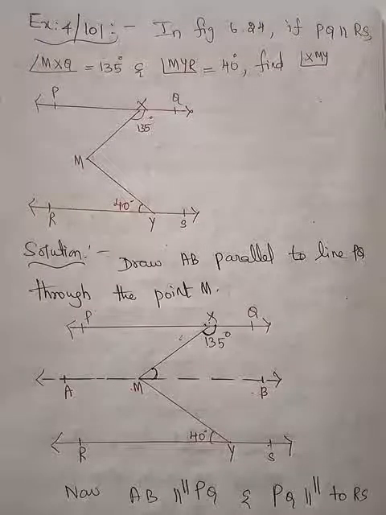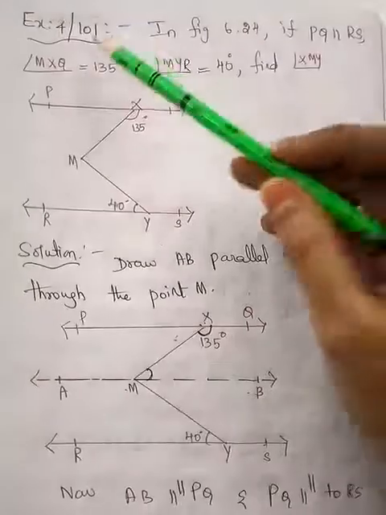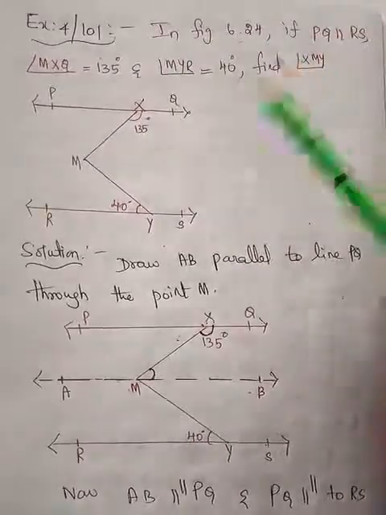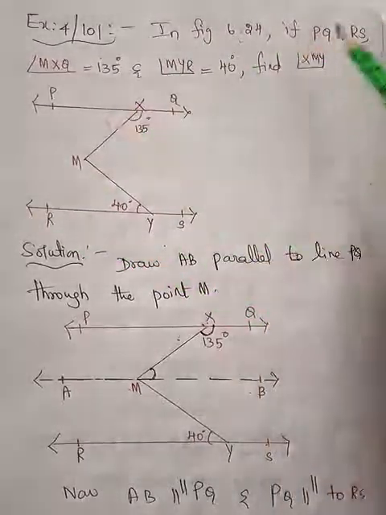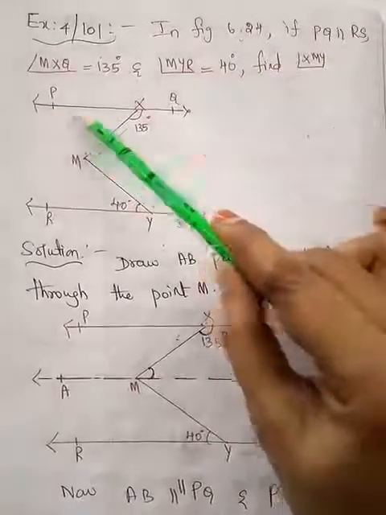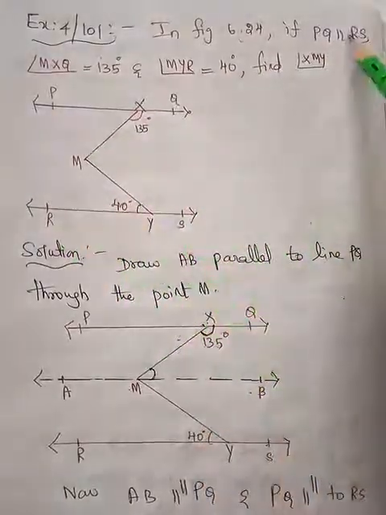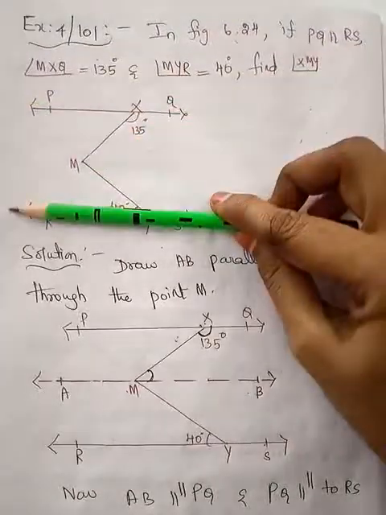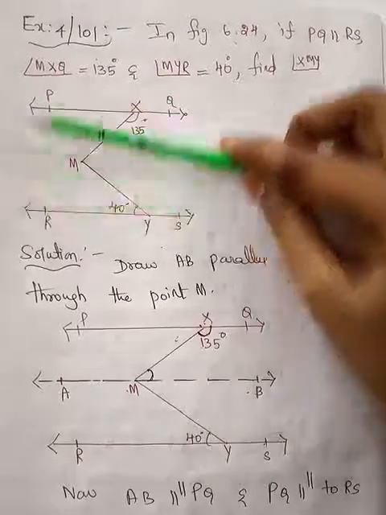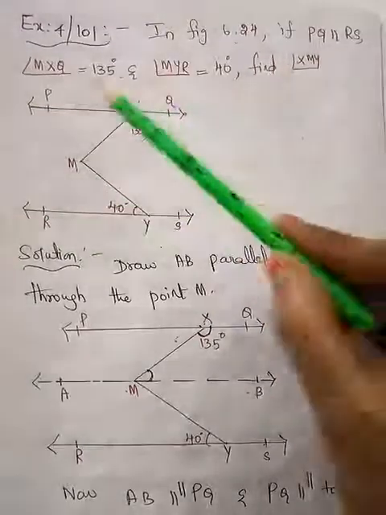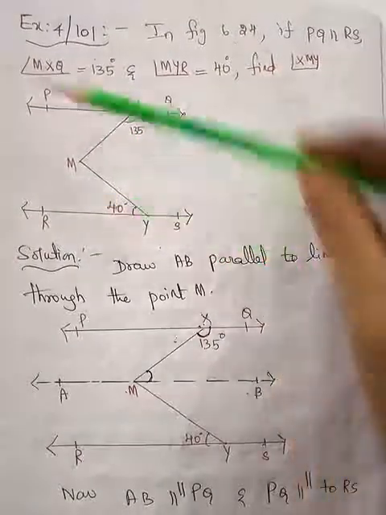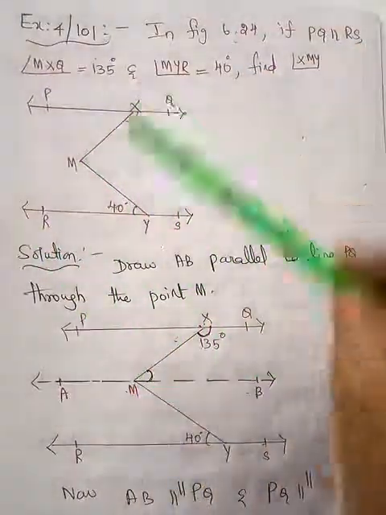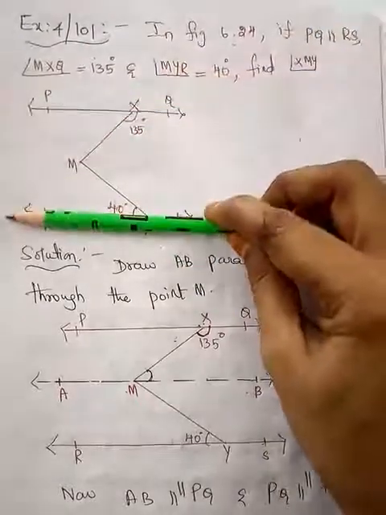Now chapter number 6, Lines and Angles. Example 4, page number 101. In figure 6.24, this is the given figure. PQ is parallel to RS. PQ and RS, both are parallel. It is not a ray, actually it is a line, because both sides are extending, so it is called a line. These two lines are parallel.